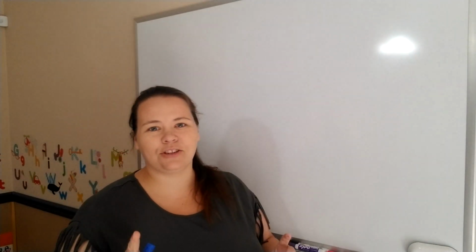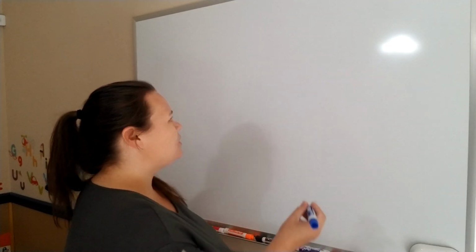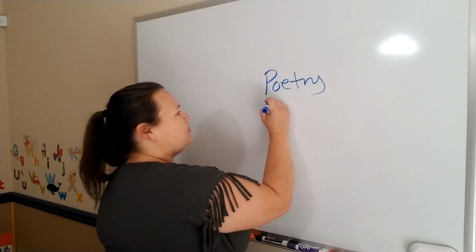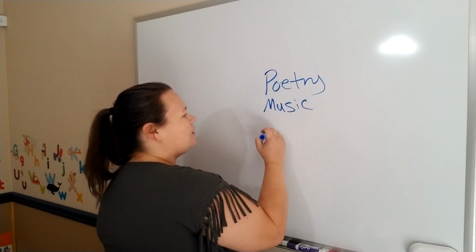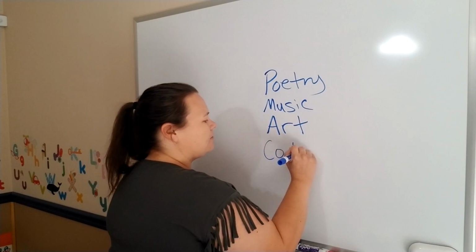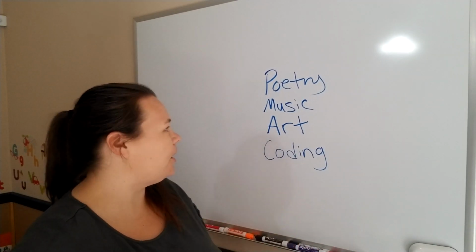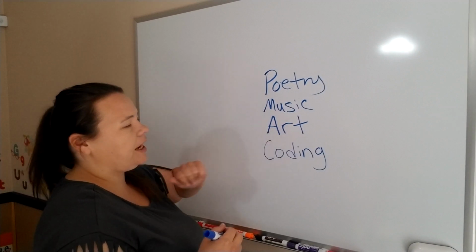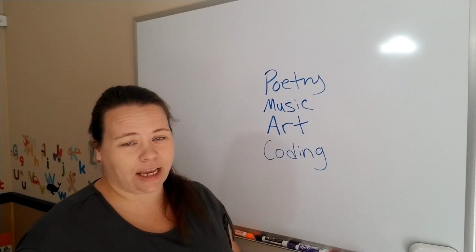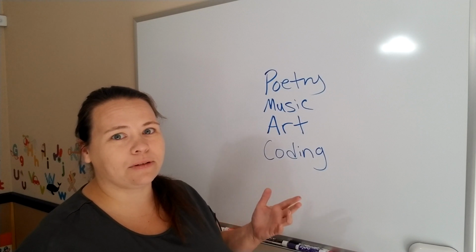Anyway, let's say you want to do a loop of 4 different subjects. So for example, I want to do poetry, music, art, and then let's say you want to do coding. And I say that because my kids like that. So let's say you want to rotate these 4 because you don't have time to cover them every single day. There's just not time to do all of these things. So looping is great for being able to do that.